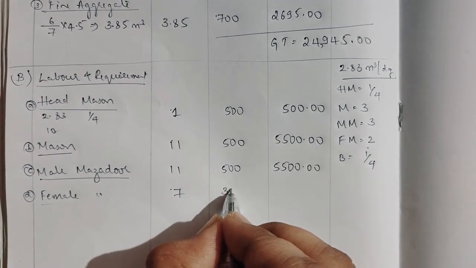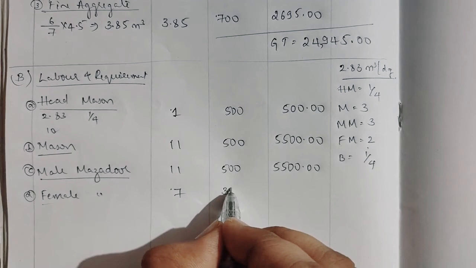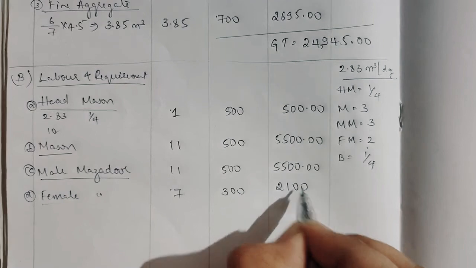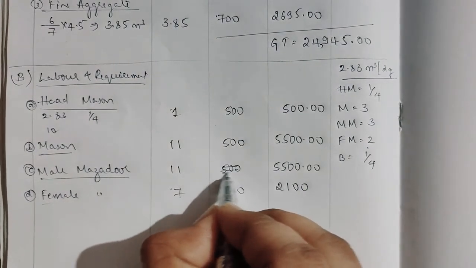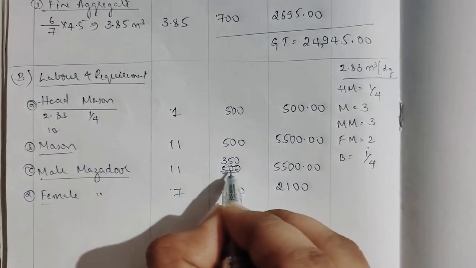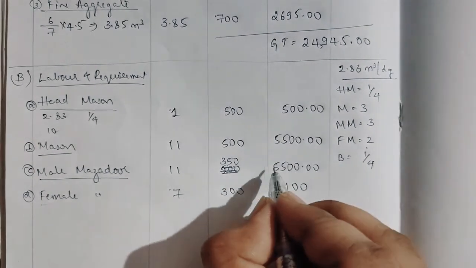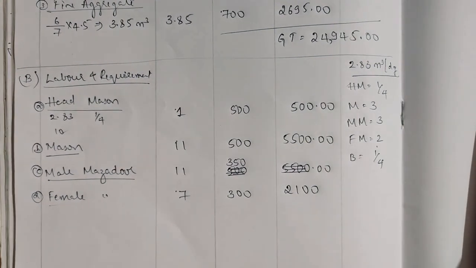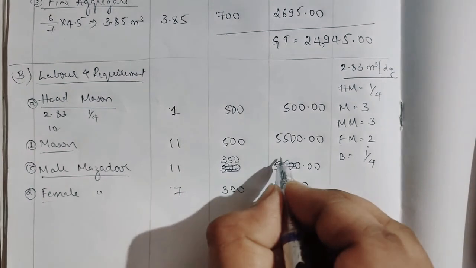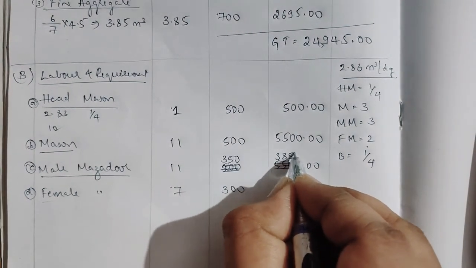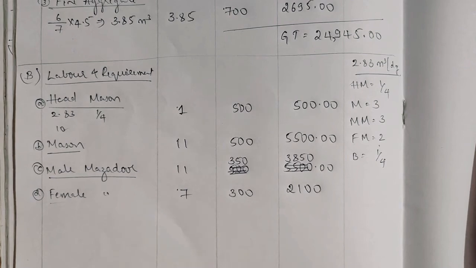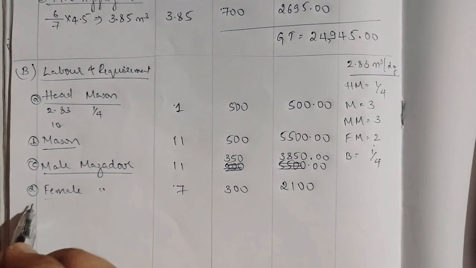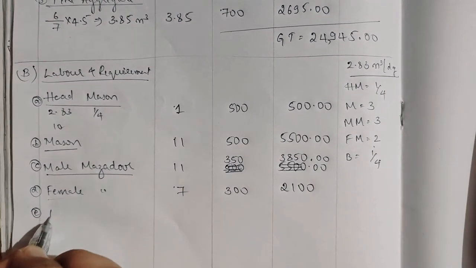Male mazdoor is 350, right? 2,100, so it is 350. So it will be, hurry up, I'll do 350 into 11. Going quickly like this, a mistake happens, see. So don't make this mistake. Okay, 3850.00.